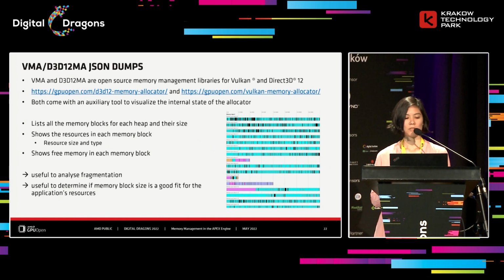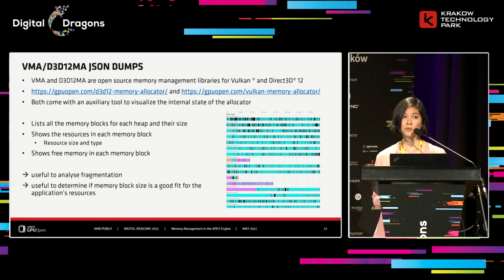VMA and D3D12MA is an open source memory management library for Vulkan and DirectX 12. It's published on GPUOpen, so you can go there and check it out. It's a memory management library, and it has a dumping functionality to visualize the state of the memory manager, and it really lets you see what the application sees. So you see all the memory blocks, you see the resources placed in them, you see the resource size, you also see the resource type. They're encoded in different colors. I'm not entirely sure what each color means here, but I think blue is, for example, buffers, and purple is render targets. So you see that.